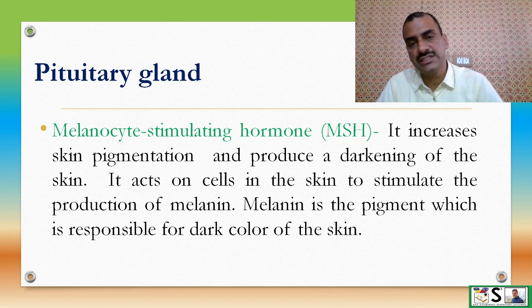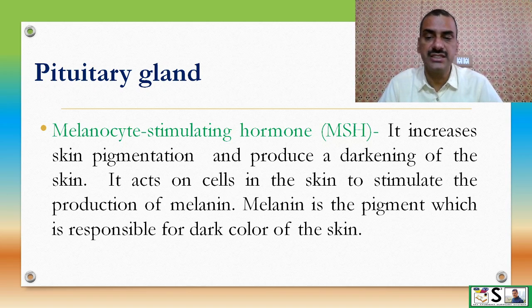Next is melanocyte stimulating hormone. It increases skin pigmentation and produces darkening of the skin. It acts on the cells in the skin and stimulates the production of melanin. Melanin is the pigment which is responsible for the dark color of the skin.